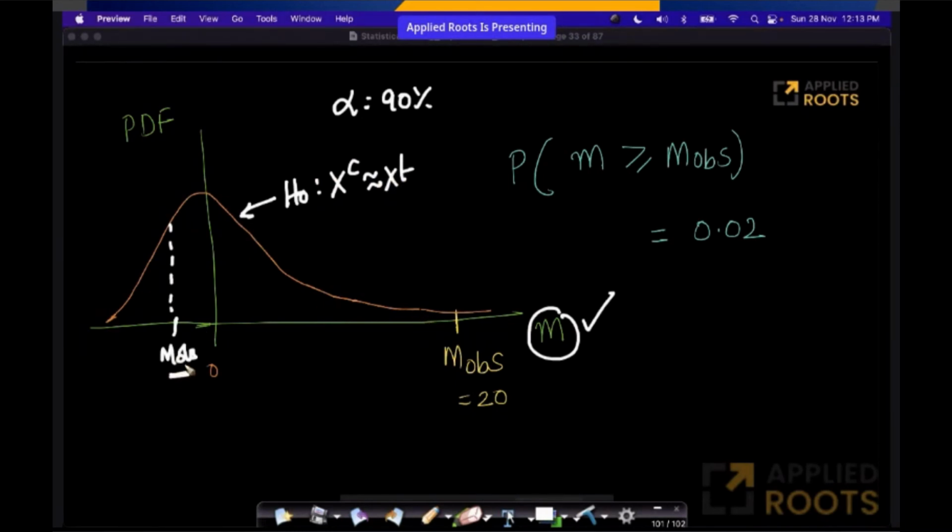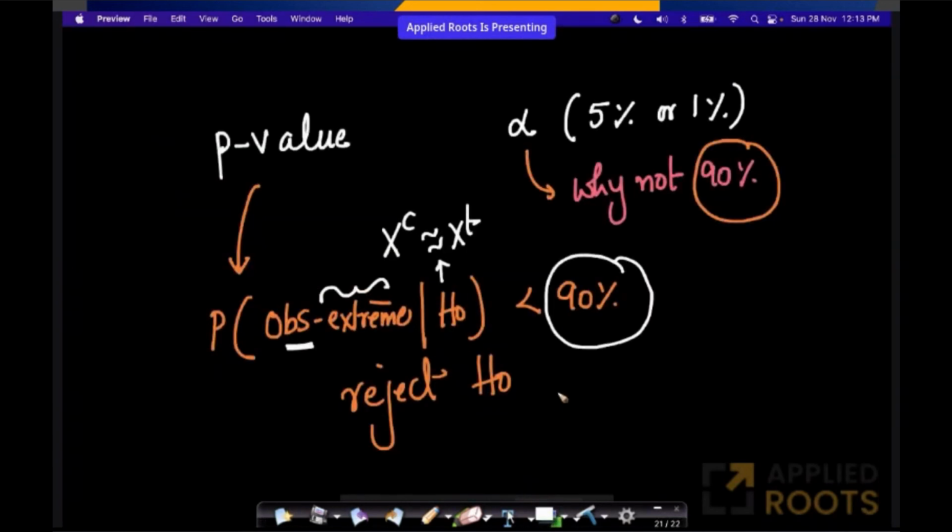And the observed value that you have here, because this area will be 90% or so, right? So what happens now is this observed value is very likely, but still you're rejecting the null hypothesis. Why are you rejecting the null hypothesis? Just for the sake of rejecting?